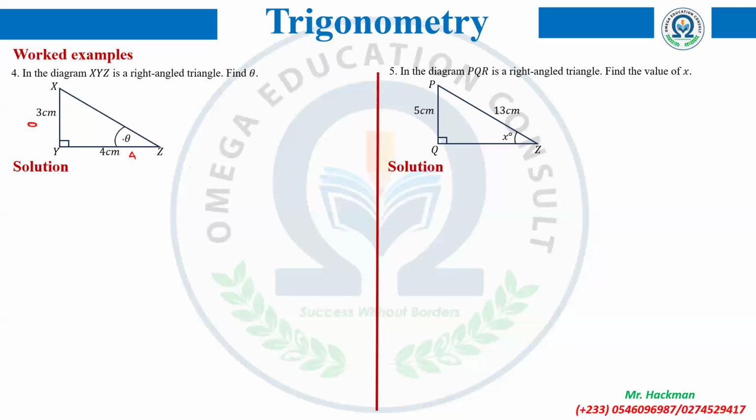So if I want to find theta, I have to make use of the trig ratio that involves opposite and adjacent. As we mature, some of these things, you don't have to even write what I'm going to write. But I'm assuming we are not mature. So it will be SOH CAH TOA. Opposite adjacent, and that will be for tan.